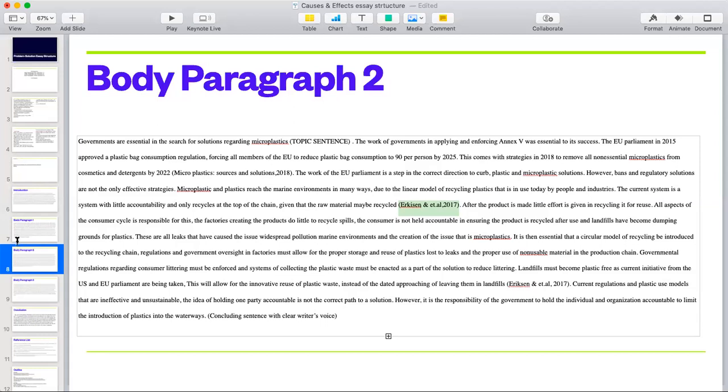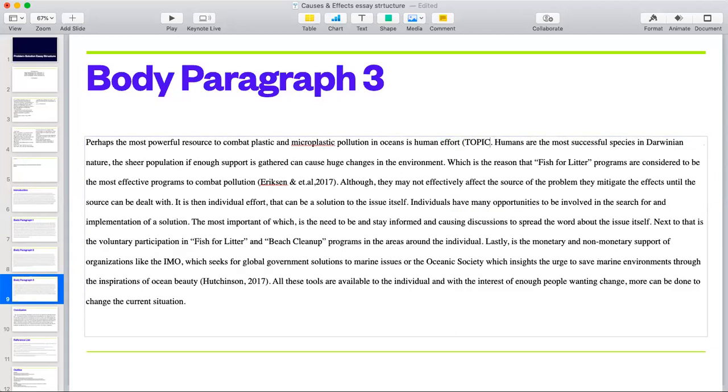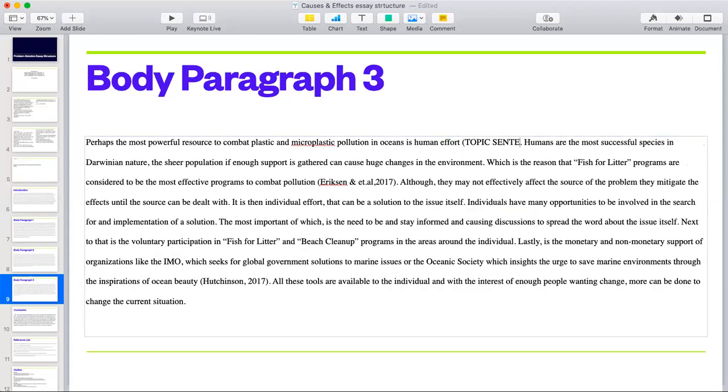Okay, right. Let's look at the third body paragraph. Perhaps the most powerful resource to combat plastic and microplastic pollution in the ocean is human effort. Is it a clear one? Yes, it's clear. Is it showing me what is the third solution? Yes, it is. The sentence itself needs to be better written, but at least it's clear and it's telling me the ideas clearly. How many sources? 1 and 2.